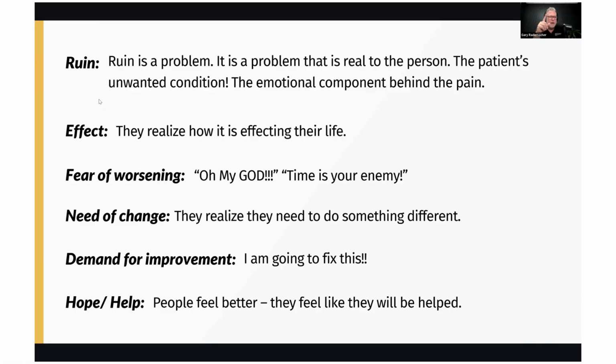Like, let me ask you guys this. If I had a patient that went to the first office, and during the consultation, you find that that patient's ruin is low back pain. Now, that patient goes to another office and gets another consultation.